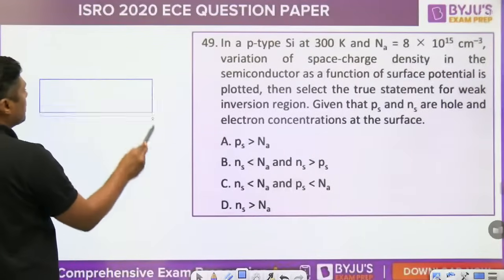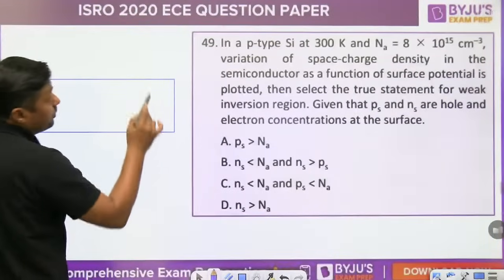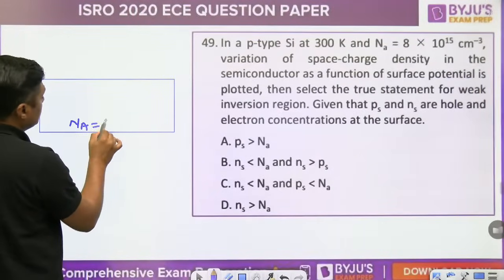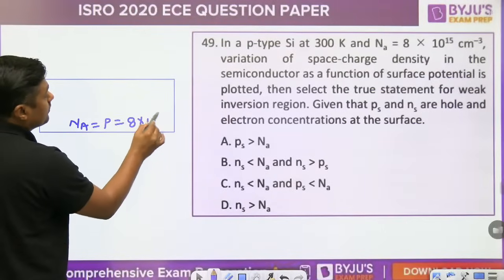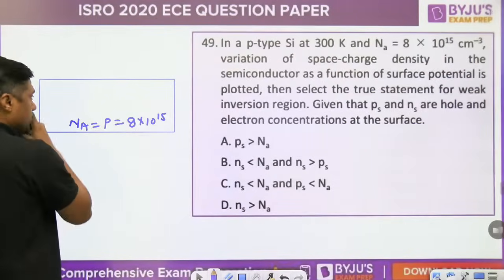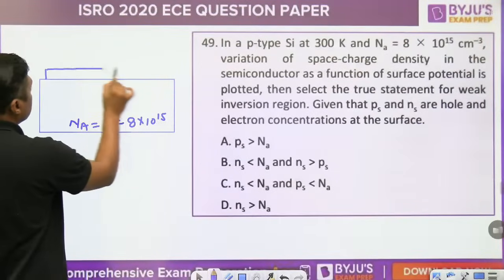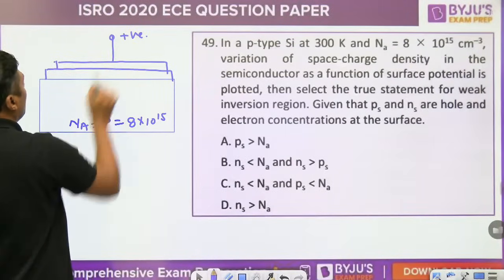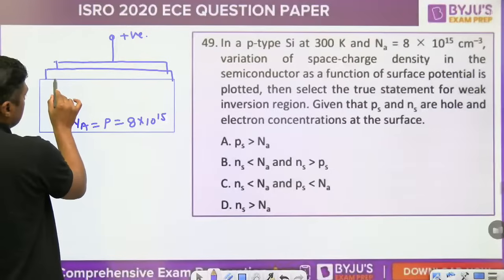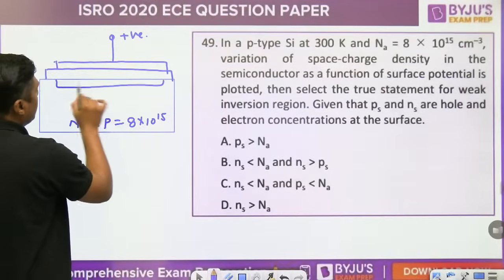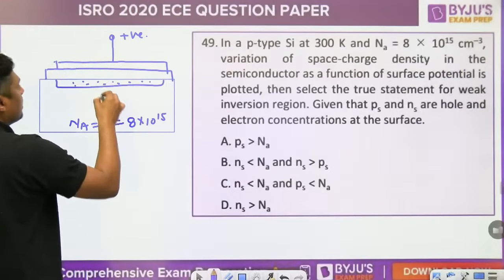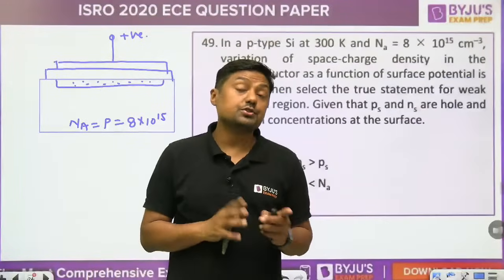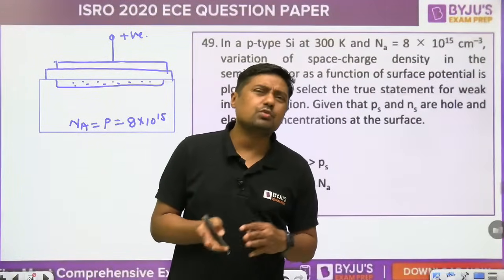When we are talking about the surface, we are giving Na as 8 into 10 raised to power 15. But suppose we are applying a gate voltage, that is a positive gate voltage. It will attract electrons. At the surface of this semiconductor, the P type is converted into N type, because the positive gate will collect the electrons. But there are two kinds of inversion. One is called strong inversion and one is called weak inversion. Just the inversion will start.